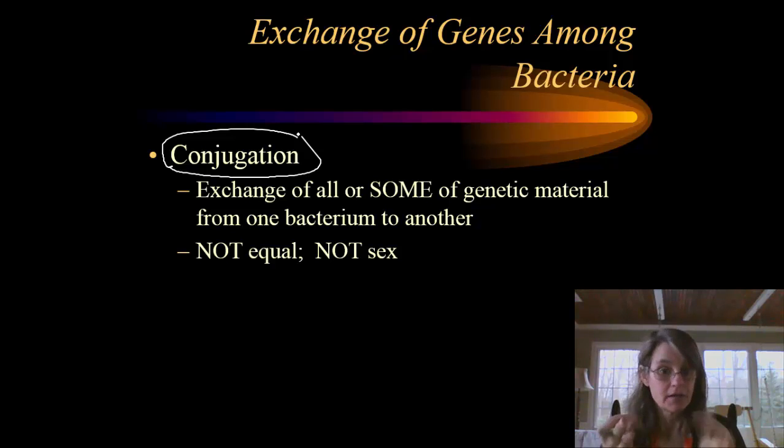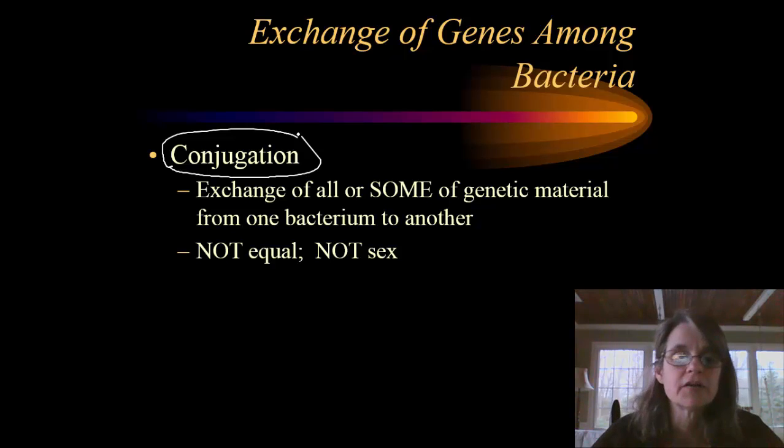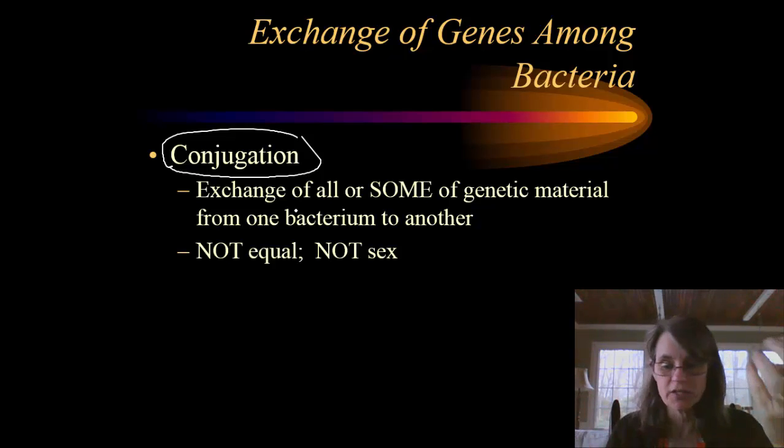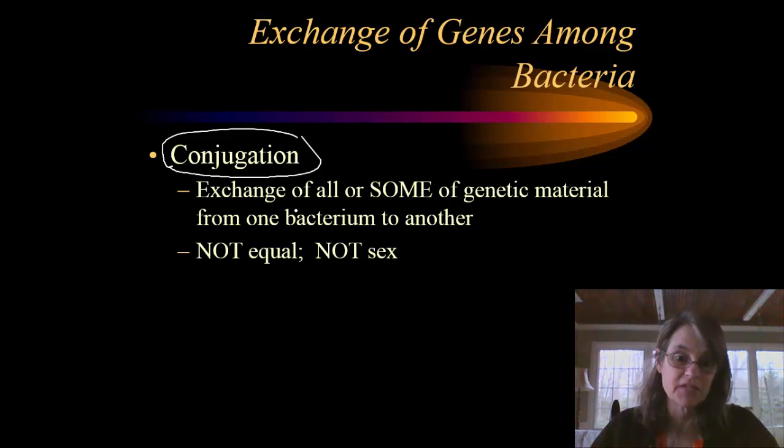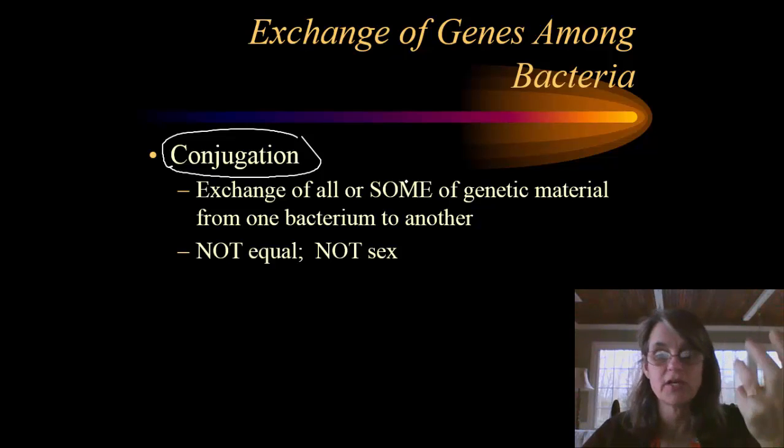They do kind of snuggle up next to each other, but they do not exchange even amounts of genetic material. Like in sexual reproduction in animals, half of the baby's chromosomes comes from their mother and half comes from their father. In the case of conjugation, one bacterium gives the other one bits of genetic material.